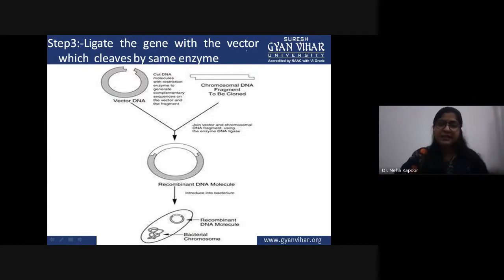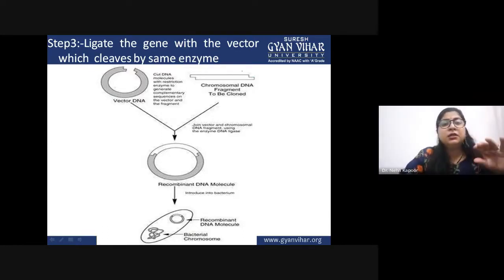So this is the next step, that is ligation of the DNA molecule within the vector. That means ligate the gene with the vector which was cleaved by the same enzyme. So what is happening here? This is a vector DNA, and this is the chromosomal DNA fragment to be cloned. Both are having the same kind of sticky ends, as you can see.